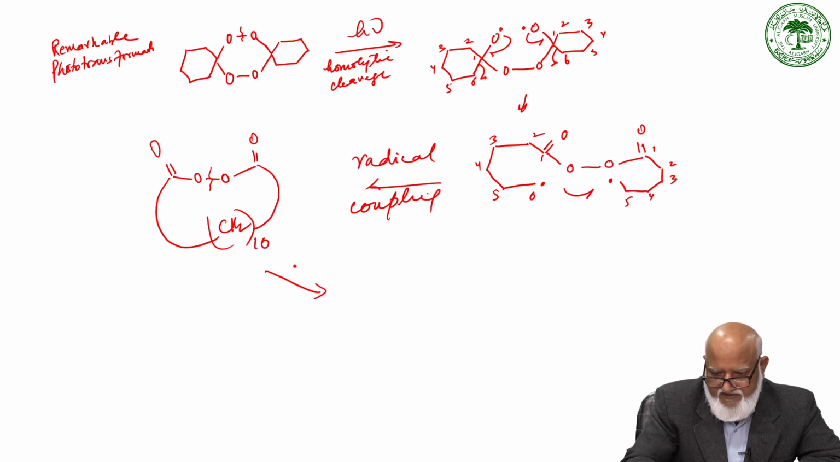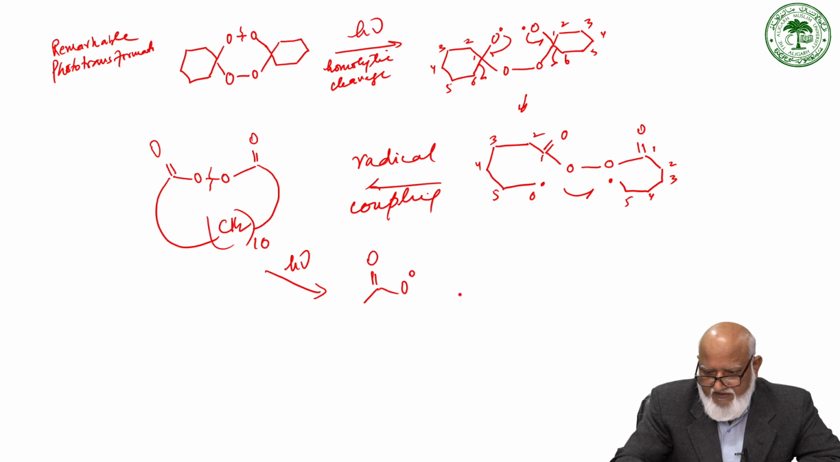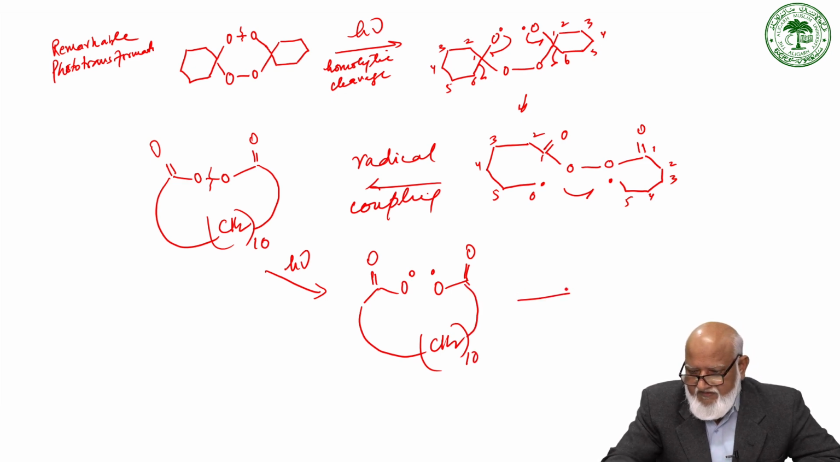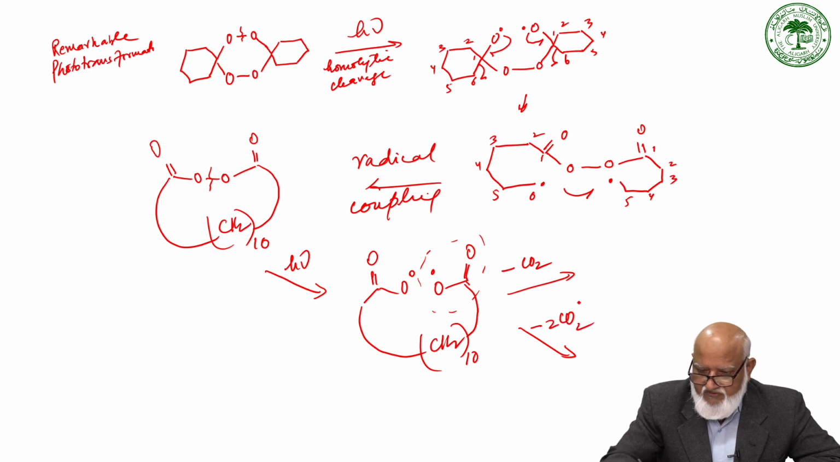So let's write here: homolytic cleavage of this. So we have a C=O radical, and we have an O radical, and then C=O, and then we have a CH2 ten times, right? And then this loses one molecule of CO2, or it may also lose two molecules, minus 2 H2, this also goes.